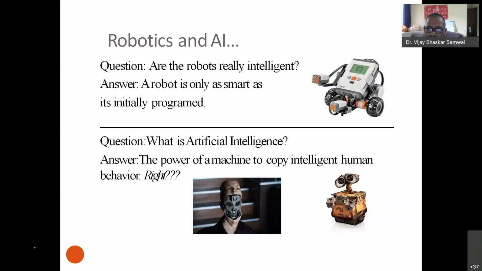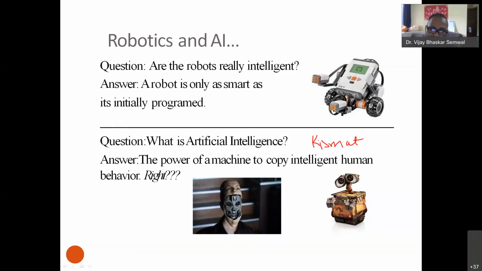Now the question is, what is artificial intelligence? Kismet was the first robot. Not only do we require intelligence, we require something essential: emotion. Human beings understand the emotions of other people. If someone is weeping, at that time we can offer some help.